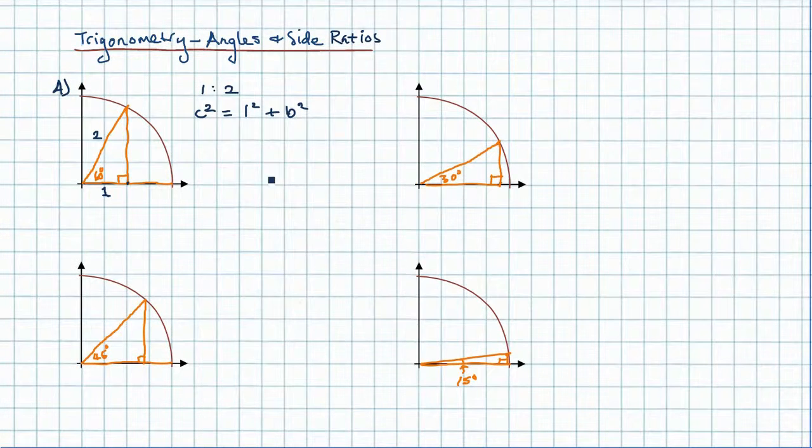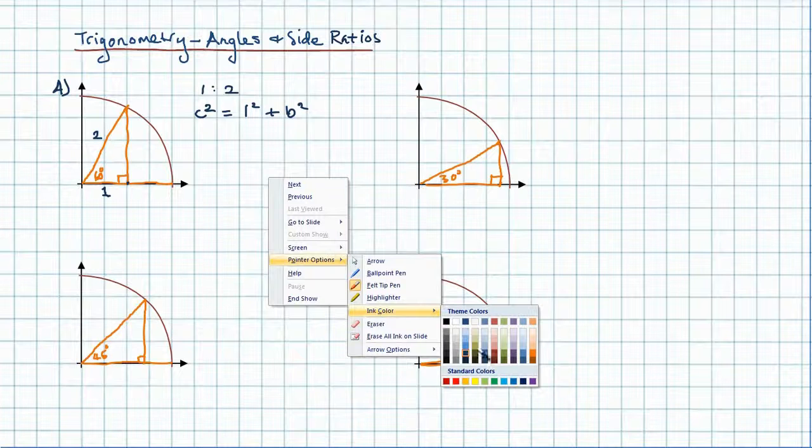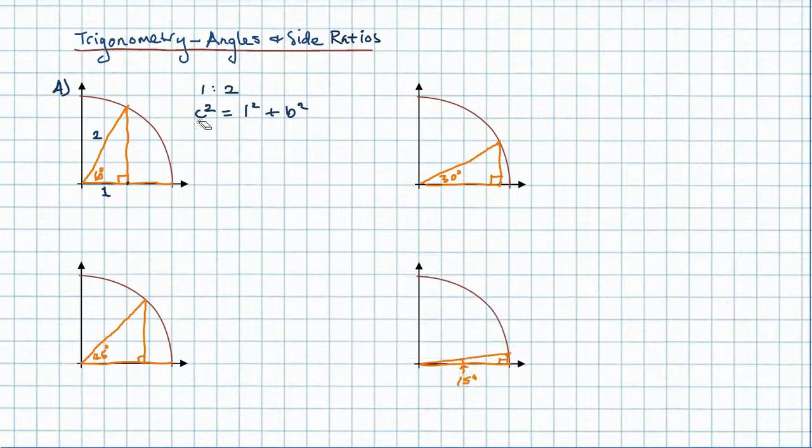Okay, and c is 2. Oops, let's just erase that. There we go. C is 2. So 2 squared equals 1 squared plus b squared. So b squared must equal 2 squared, subtract 1 squared from both sides. So we've got 4 subtract 1. B squared equals 3.